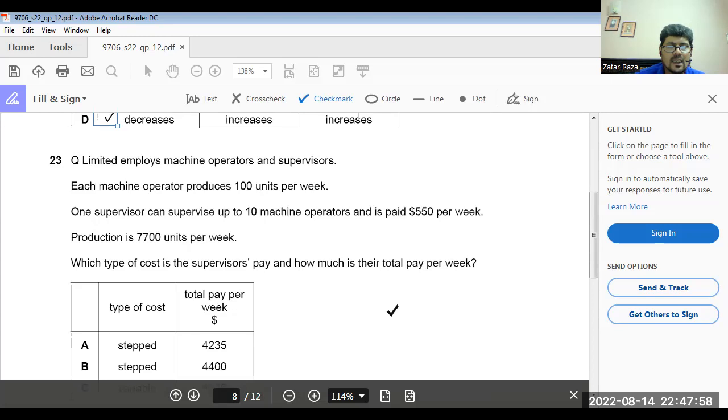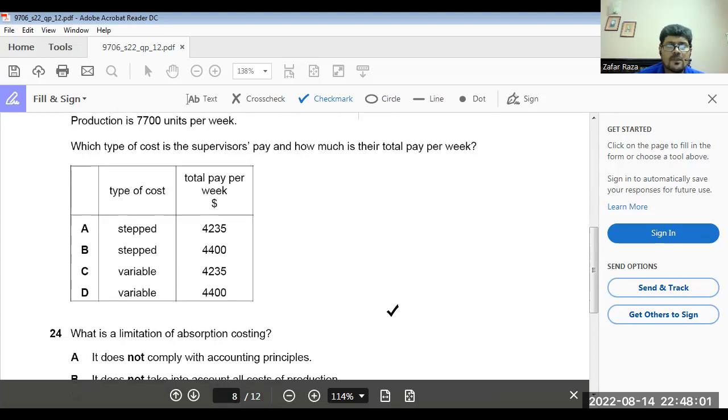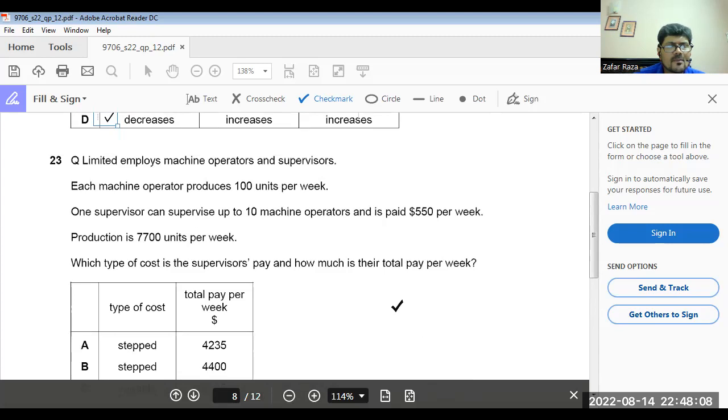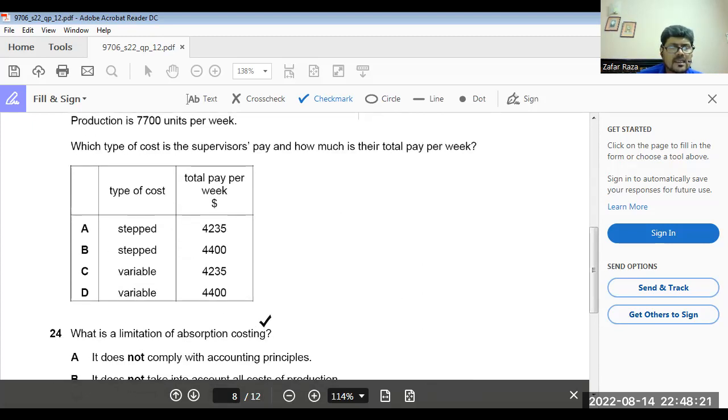Achha. Now, we have to tell the type of cost for the supervisor. Supervisor's salary is fixed for 10 machine operators, 550 per week. Okay. So for 10 machine operators, that means it's a step fixed cost. Okay. I don't know the exact answer. So it means either A or B could be the answer. We don't know. They are not variable cost. We at least know that.